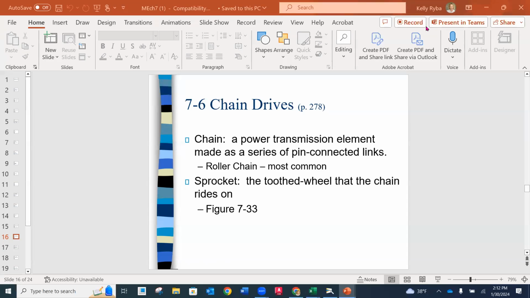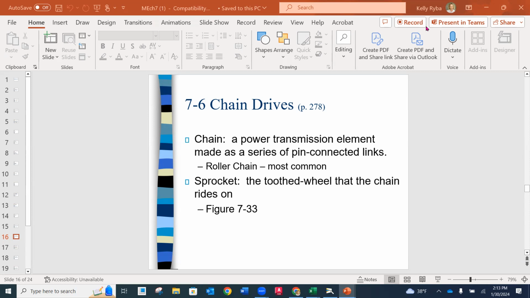Okay, so as we're looking at chain drives now, kind of, if you would, shifting gears, chain drives start on page 276. And as we know, a chain drive is going to be made up of a chain and a sprocket. Okay, a chain and a sprocket. So the chain is going to be the power transmission element made up of a series of pin connected links.